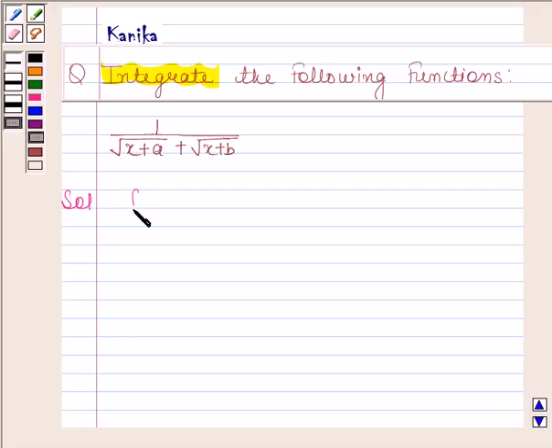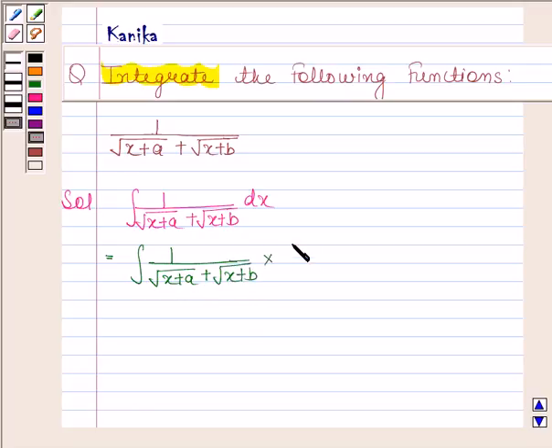In this question, we have to integrate the function 1 by square root of x plus a plus square root of x plus b with respect to x. We will multiply the numerator and denominator by square root of x plus a minus square root of x plus b. So, this is equal to 1 by square root of x plus a plus square root of x plus b into square root of x plus a minus square root of x plus b by square root of x plus a minus square root of x plus b dx.